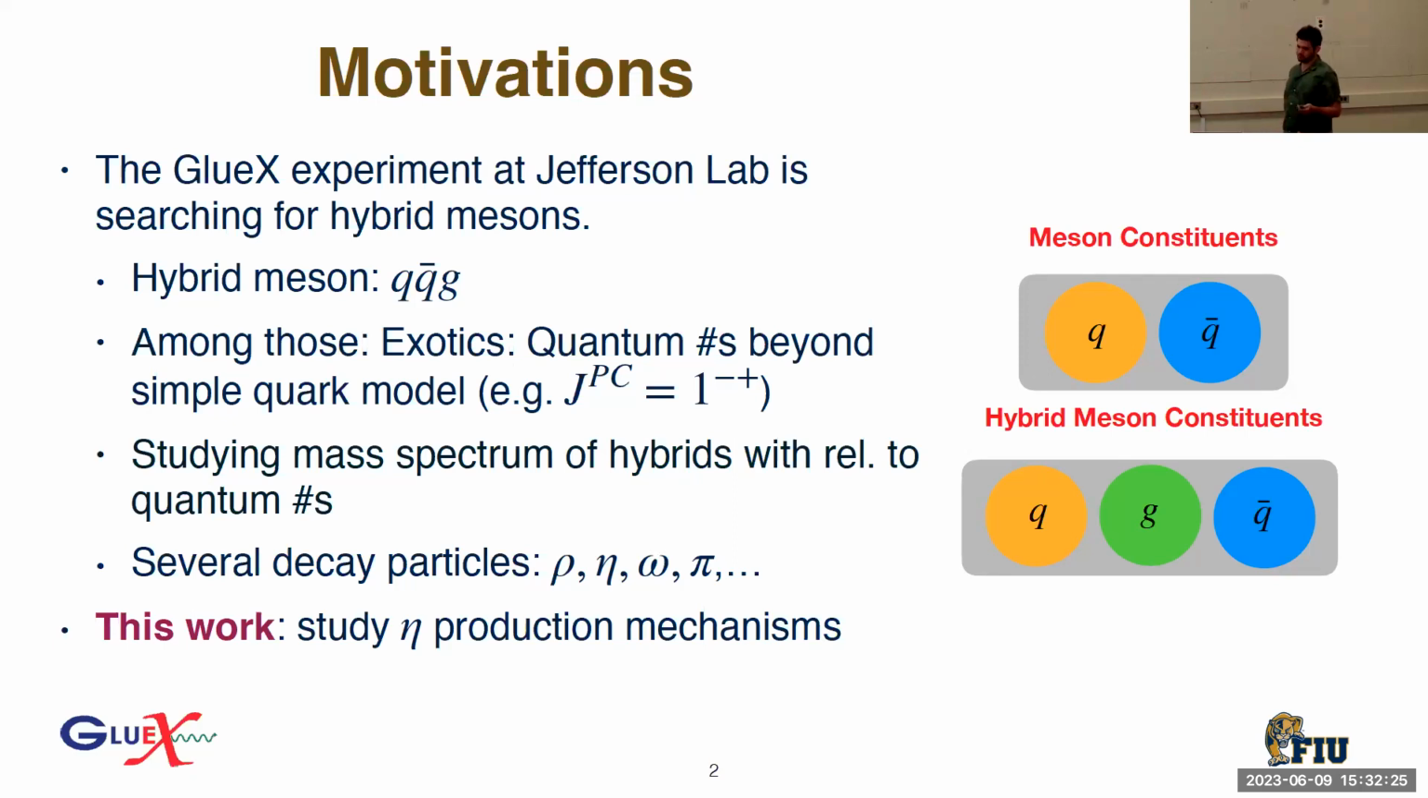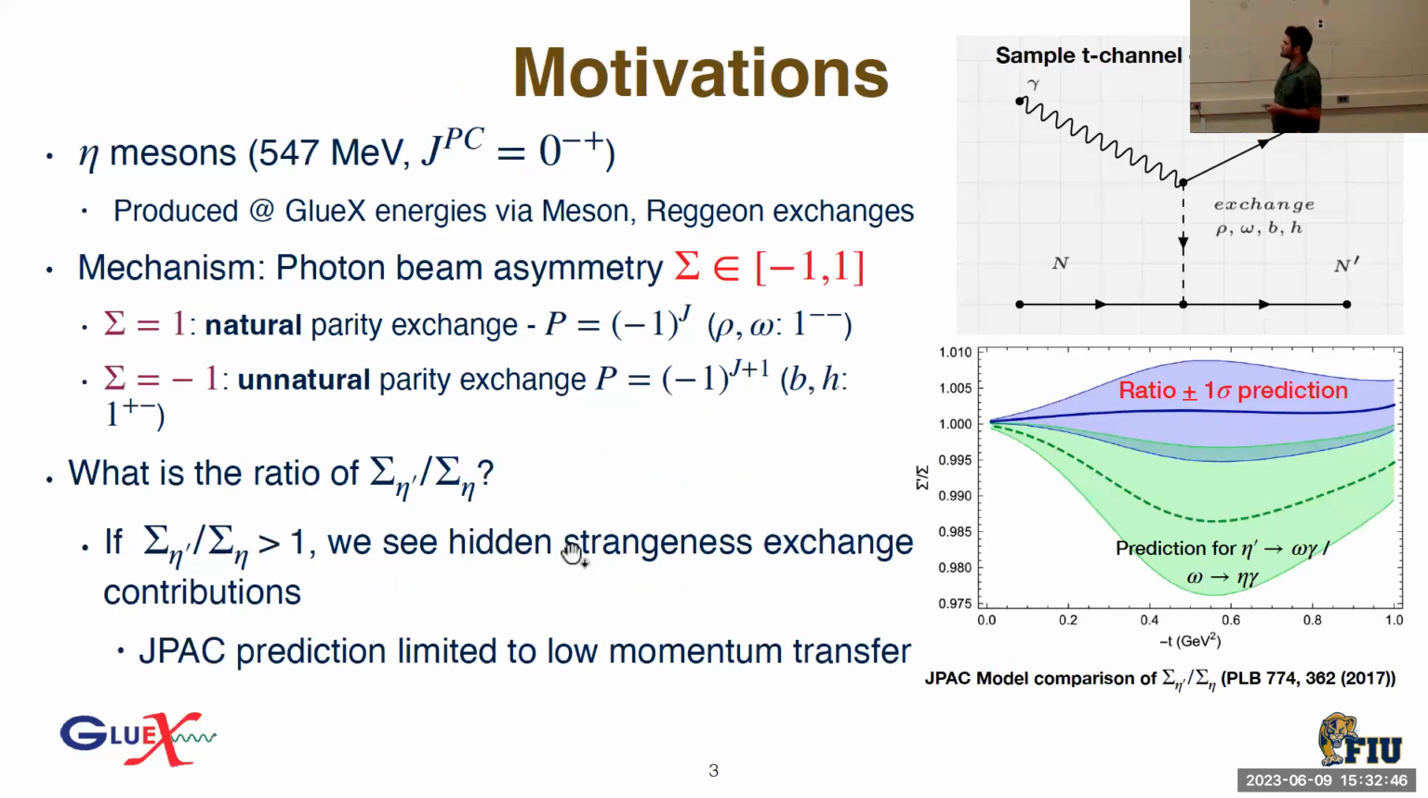And these do decay to a lot of the lighter mesons, which include rhos, omegas, etas, and pions, pi zero rather. And in this work, we'll be focusing on the production mechanisms of the eta. So we're just going to be doing one meaningful contribution to an overall larger project. But that's not the only physics motivation that surrounds this research.